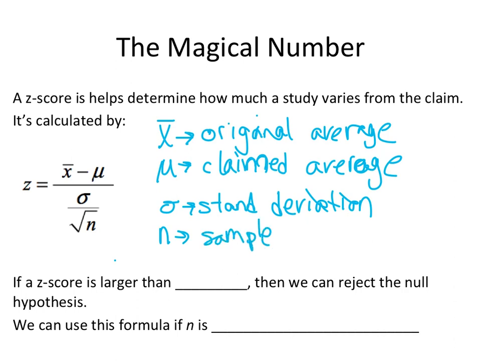A z-score that is larger than 1.96. So when you have a z-score larger than 1.96, we can reject the null hypothesis. We can only use this formula, though, if n, our sample, is greater than 30, which anytime we're talking about this in class, or in my class, it will be greater than 30.